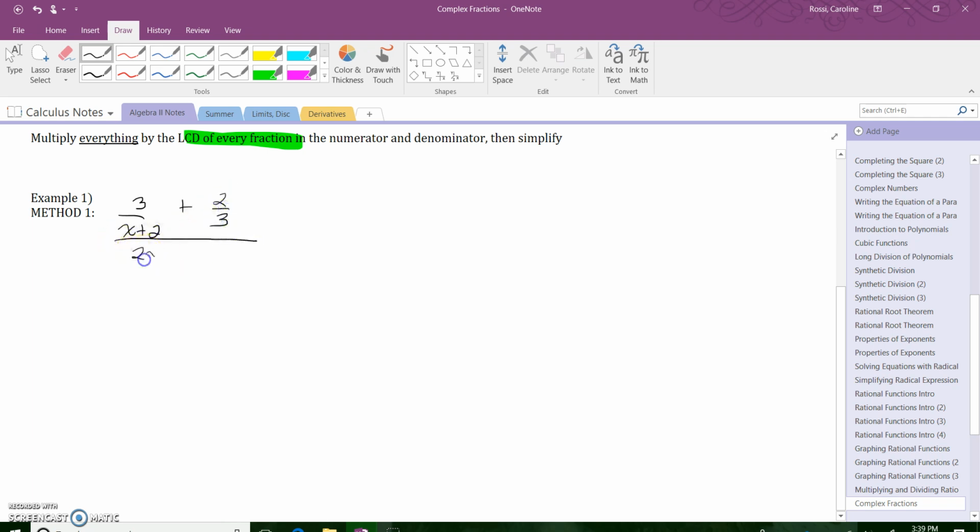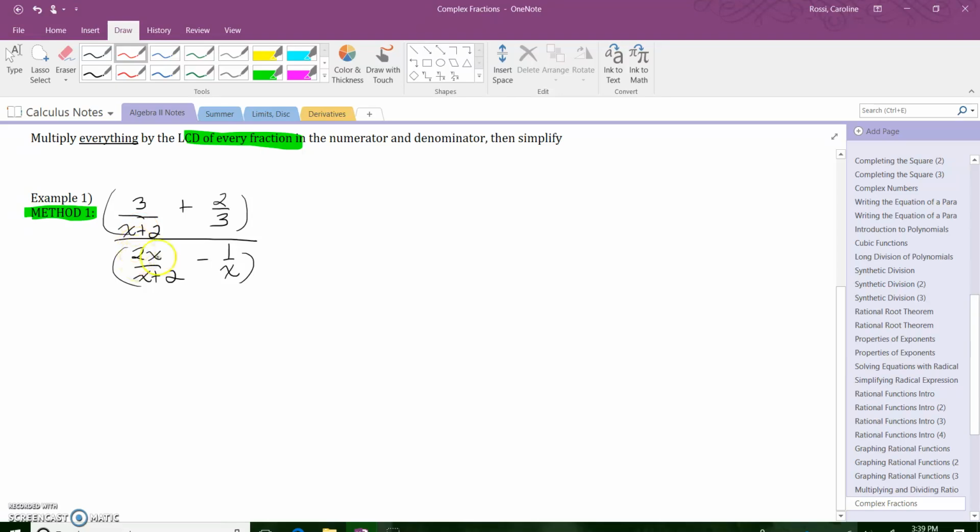So there's our first fraction, and there's our numerator up here that has fractions, and our denominator has fractions. We want to simplify the whole thing. Like I said, I'm going to do method 1 first here.